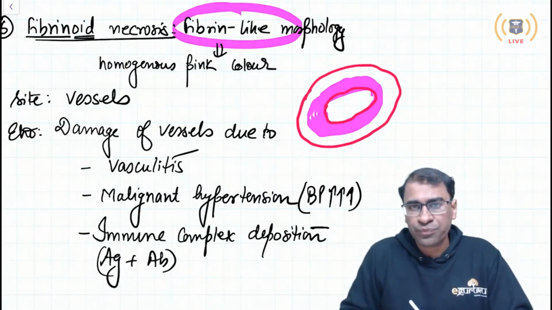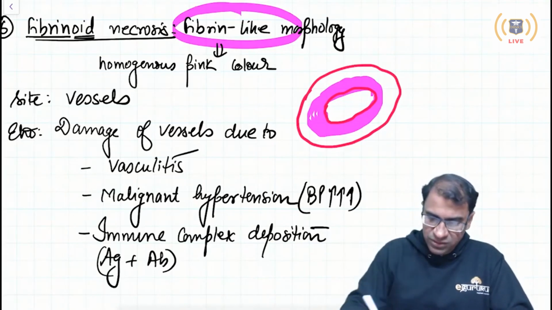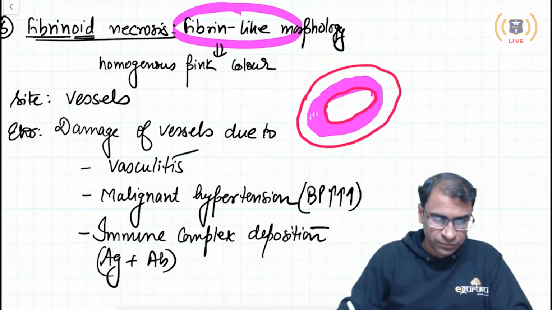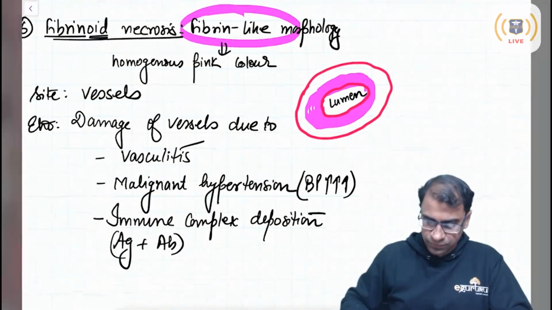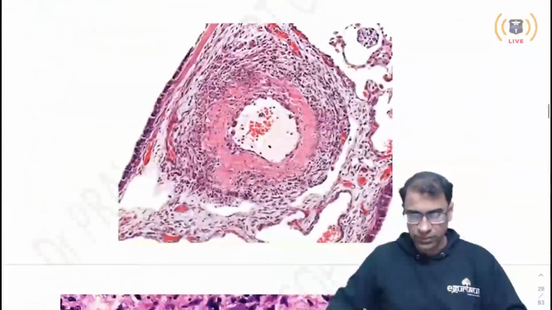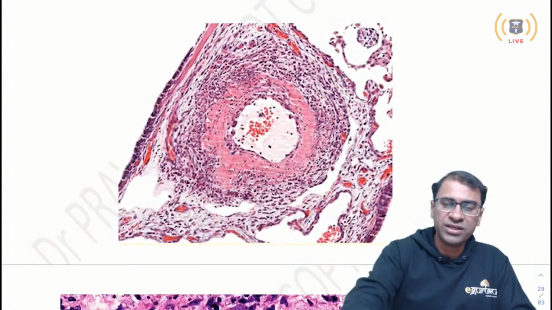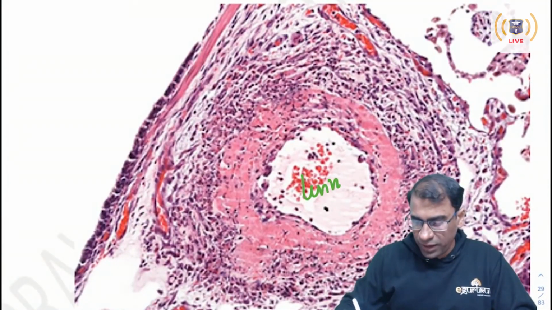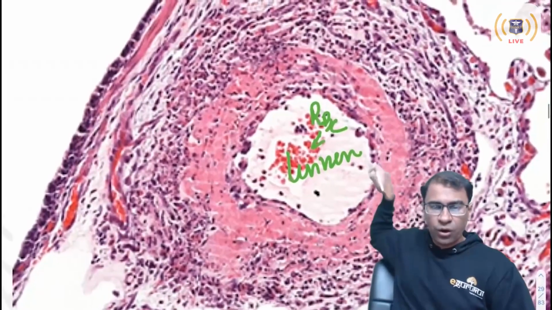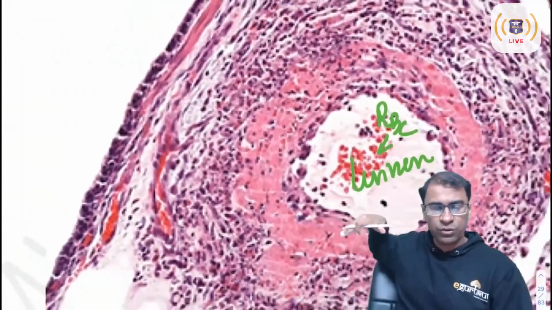Okay. Let's see this image again. This is a vessel, right? It's a lumen here. It's called fibrinoid necrosis. See, what you are seeing here is, look at this vessel. This is a lumen of the vessel. Why? Because they have RBCs here. Look at the RBCs here. This red one is RBC. And look at this pinkish color, all pinkish color deposits here.